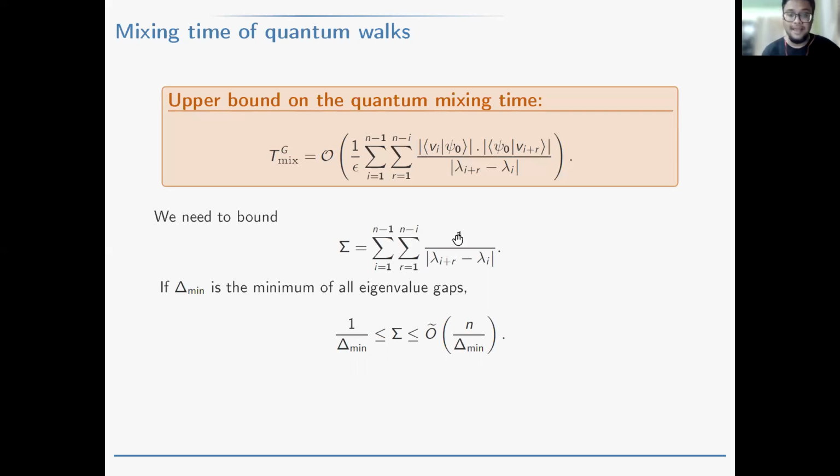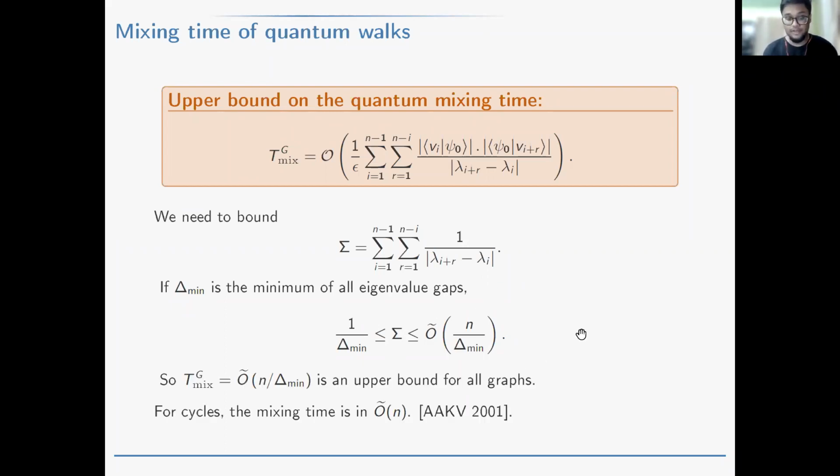Now this sum has n squared terms, so n squared over delta min is an obvious upper bound for this sum. You can do some work and reduce this upper bound to something like O tilde of n over delta min. So this expression sigma lies between 1 over delta min and O tilde of n over delta min.